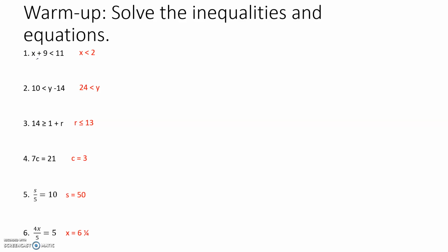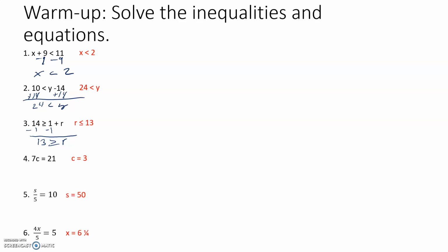So for number 1, I'm going to take away 9 from both sides, and I'm left with x is less than 2. 11 minus 9 is 2. For number 2, I'm going to add 14 to both sides, and so I'm left with 24 is less than y. Number 3, I'm going to take away 1 from both sides. Remember, if there's not a symbol there, we assume it's just plus 1. So minus 1, and I'm left with 13 is greater than or equal to r.